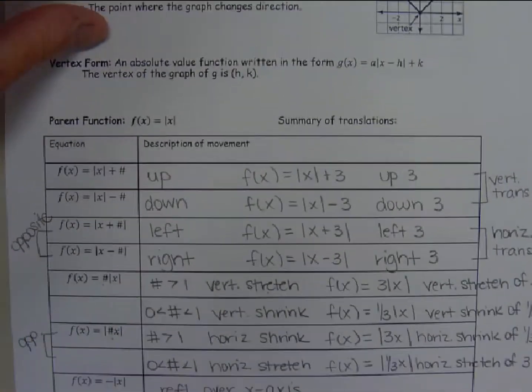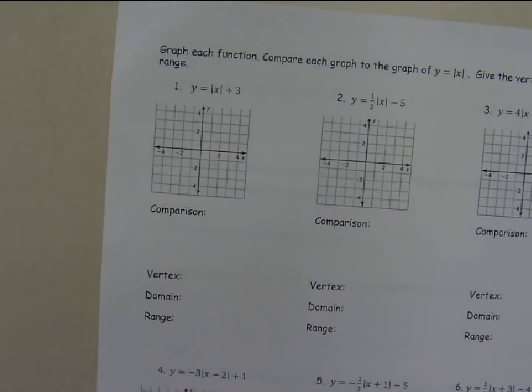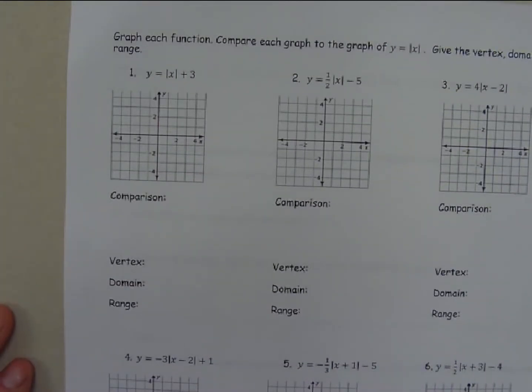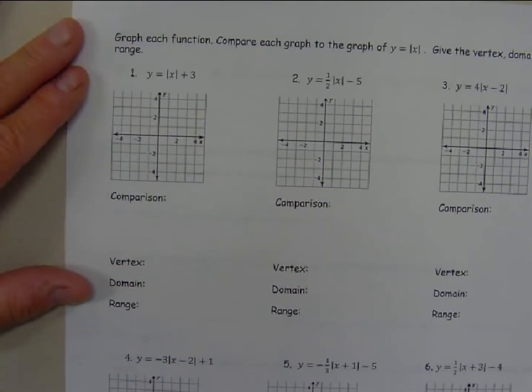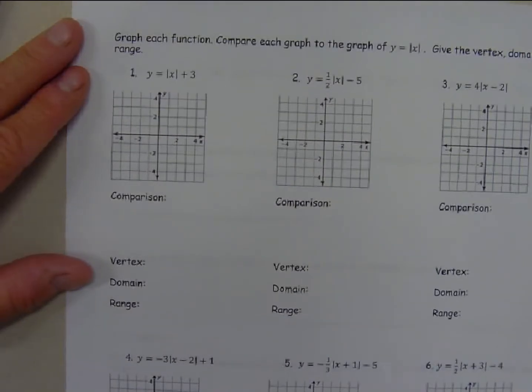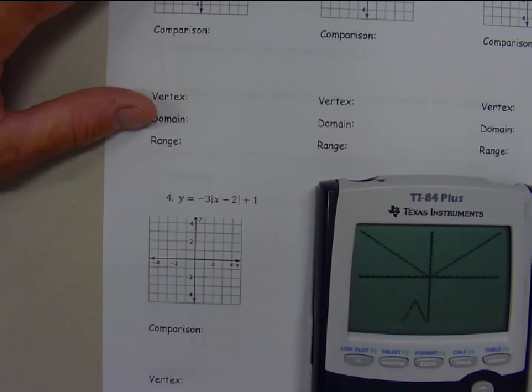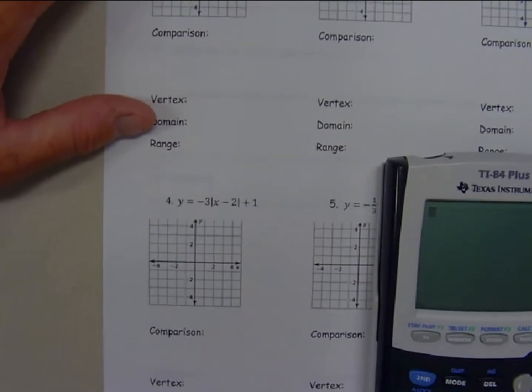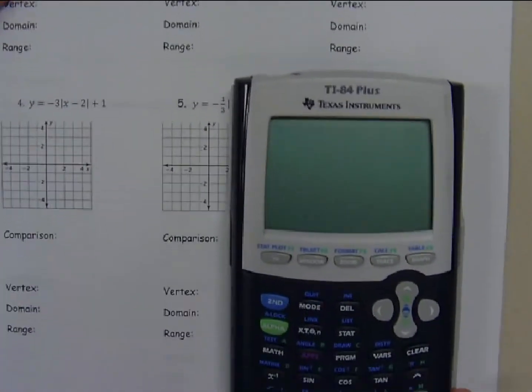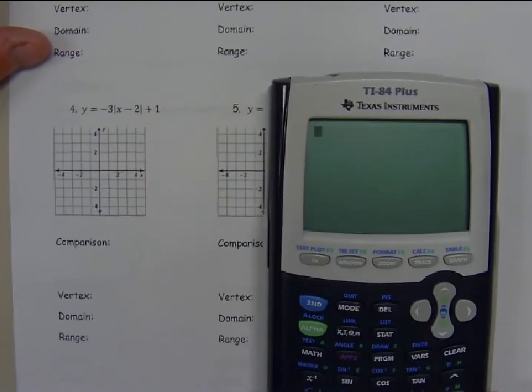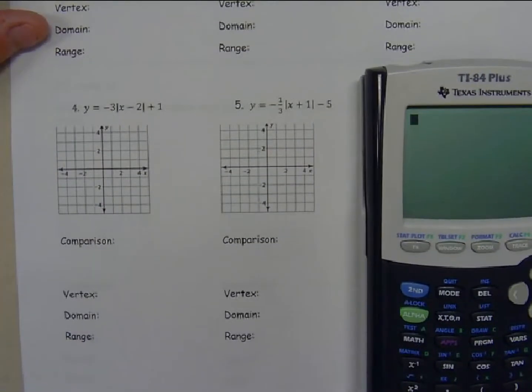Okay, so now we are going to talk about how to graph some of these. So we're not going to do them all on this page. We're just going to take a couple. And I think I'm going to take some of the harder ones at the bottom. So what we're going to do on 4, 5, and 6 is we are going to graph them, give the comparisons, the vertex, the domain, and the range. So the first thing I'm going to do is the comparisons.